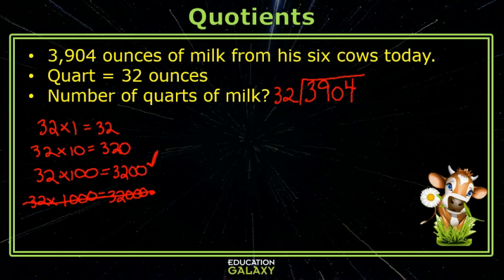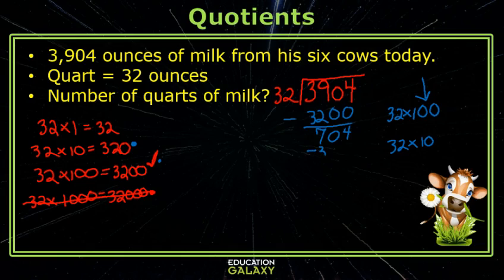I can begin by taking out a set of 3,200. So I'm going to write 32 times 100 off to the right to keep up with my partial quotient. This is my partial quotient. Next, I will subtract out 3,200. I can't take out another set of 3,200, but I can take out a set of 320. So I'll write 32 times 10 off to the right.